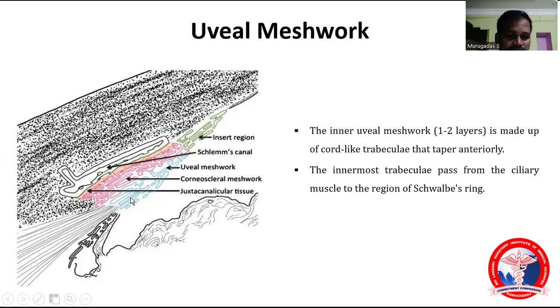In this picture again you can see it has 1 to 2 layers, with cord-like trabeculae that taper anteriorly and increase in thickness posteriorly. The innermost trabeculae pass from the ciliary muscle to the region of Schwalbe's ring.